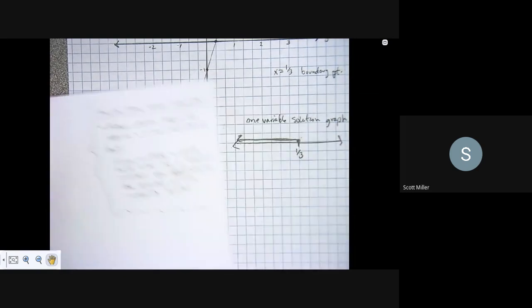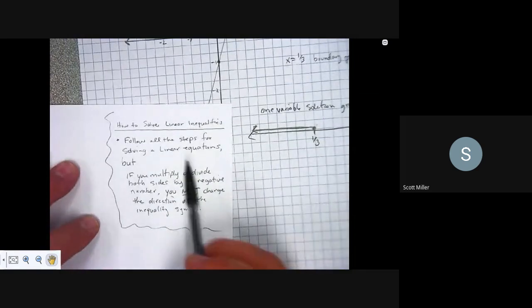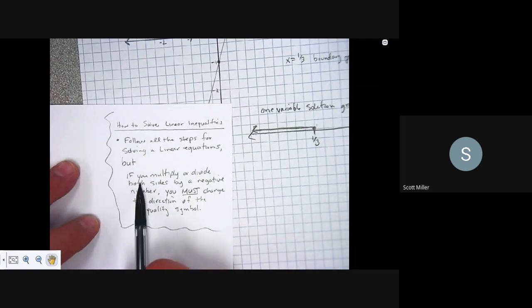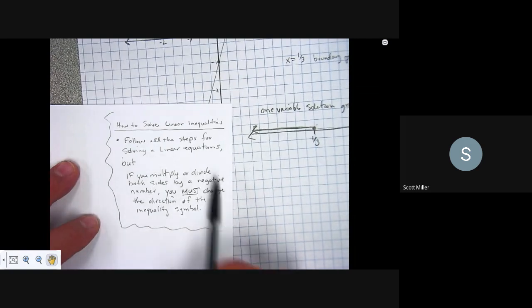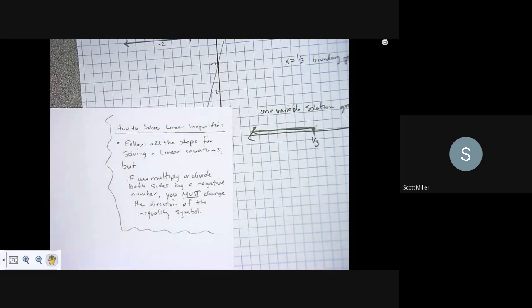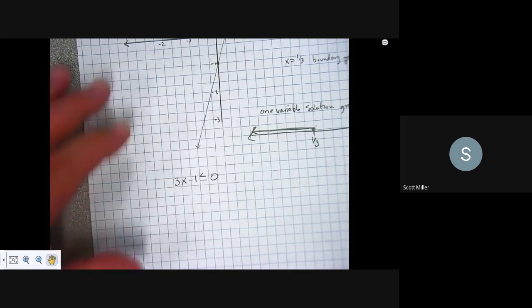And here it is. I'm going to let it sit right here. You're going to follow all the steps for solving a linear equation, but if in the process of solving you multiply or divide both sides of the equation by a negative number, then you must change the direction of the inequality symbol. That's the one rule you need to keep in mind for inequalities. Otherwise, it's just as if they were an equation. If you multiply or divide both sides by a negative number, then you must change the direction of the inequality symbol. So with that in mind, let's look at this problem right here.